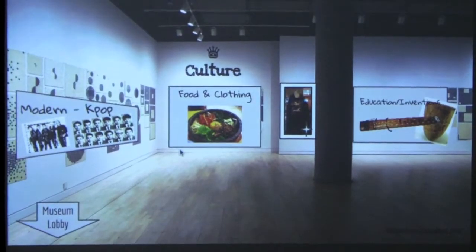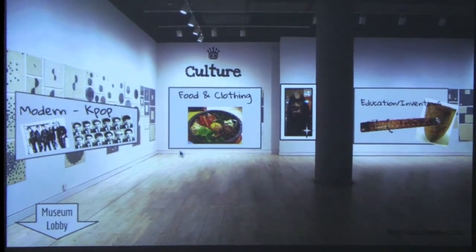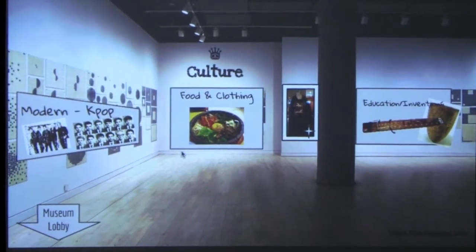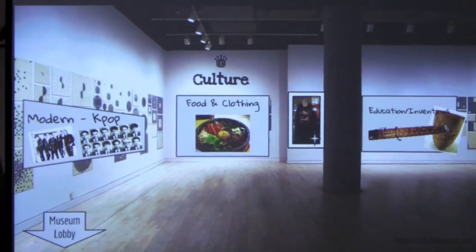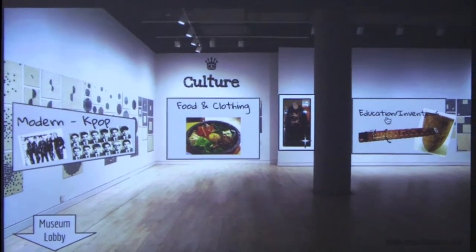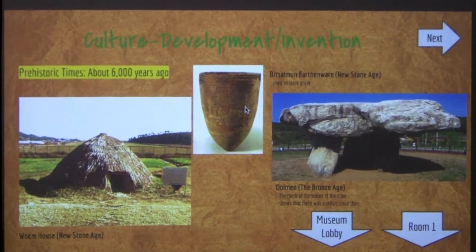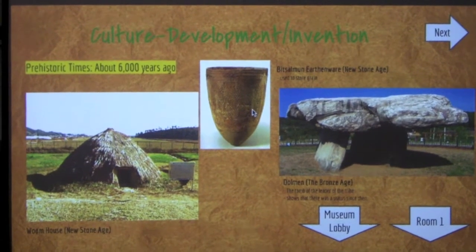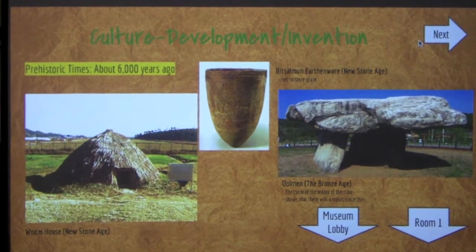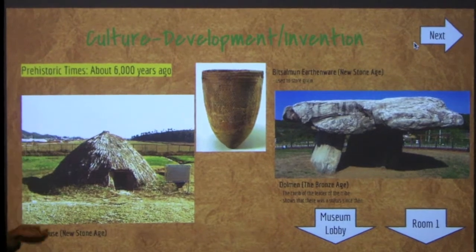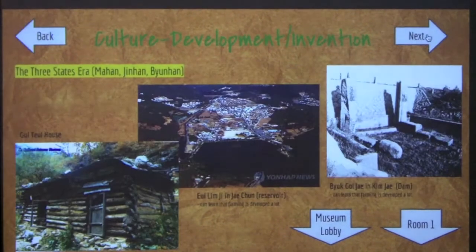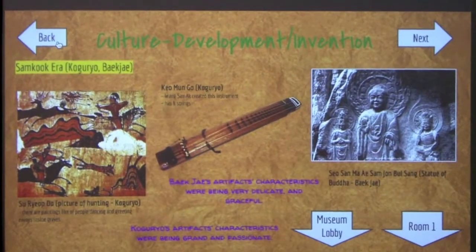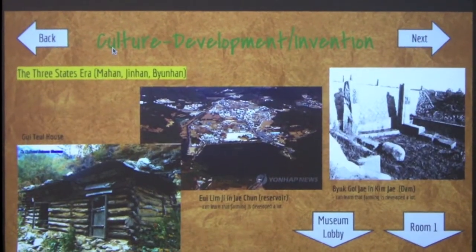So the culture exhibition is divided into 3 exhibits, which are modern culture, which is K-pop, and food and clothing, and education and invention. So we will first look at the education and invention exhibit. So this exhibit is categorized in different eras. So during the prehistoric times, about 6,000 years ago, there were these kind of development and inventions. And the next era is the 3 states era, which are the Mahan, Jinan, and Byunghan.